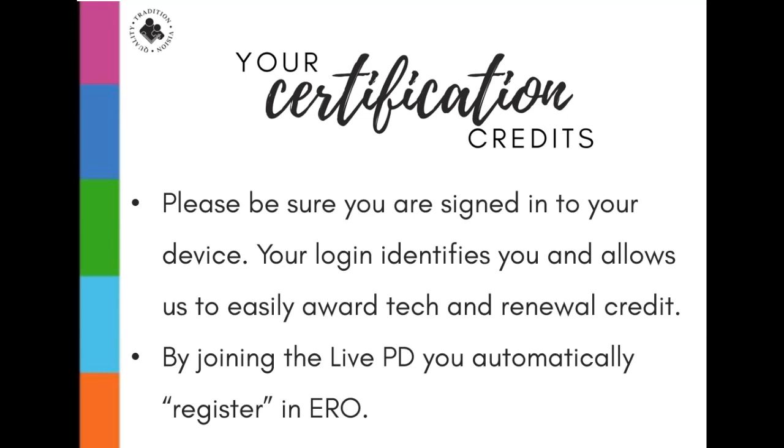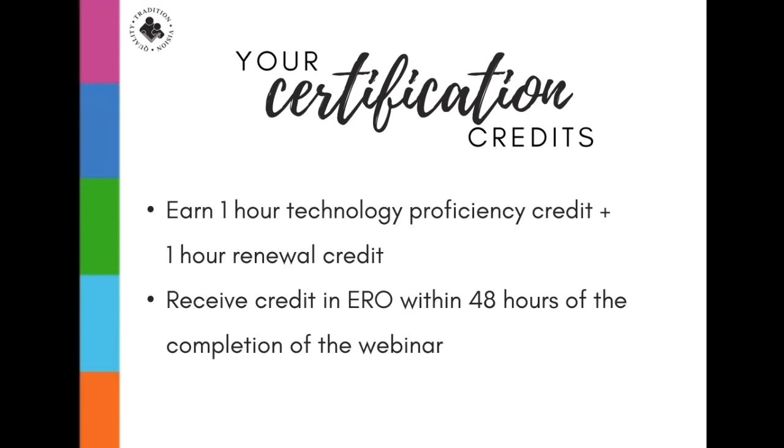And by joining the live PD, you automatically register in ERO. So there's no quiz afterwards for this. You just have to participate from beginning to end. You come in a few minutes late, it's okay, but we do look for people who are participating, joining, and participating all the way through. You do earn 1 hour of both technology and renewal credit for your participation today. And you'll receive that credit in ERO within 48 hours of the completion of the webinar.